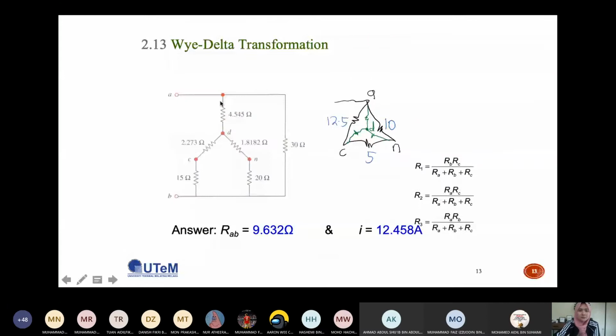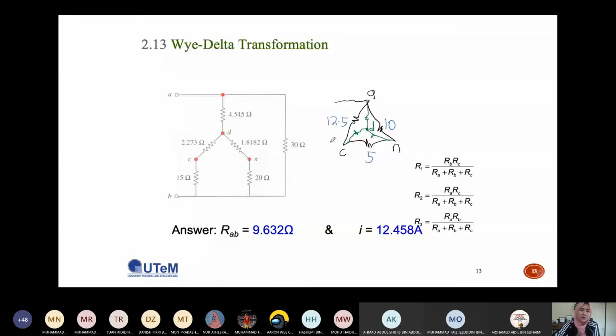Look at here. Previously it was a delta network, then you convert it into a Y network. Now this is the Y network. You calculate the values and redraw it as a Y network. From this circuit, only then can you simplify the circuit to get the RAB and also the current.